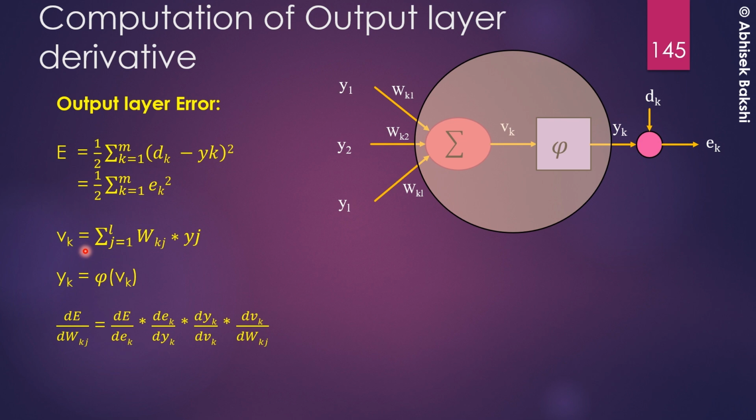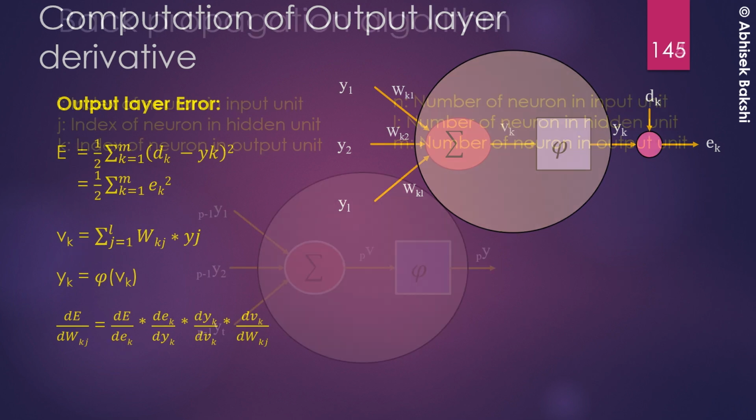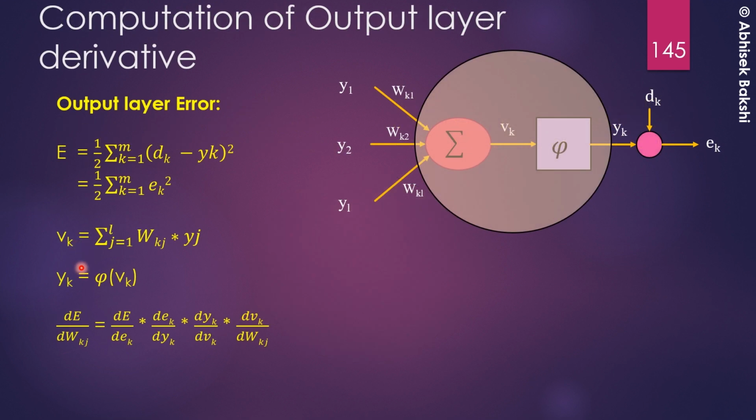Now, after calculating vk, I have to calculate yk, because that is the actual output, and the value of yk will be based on what my activation function is. So this phi represents some activation function, and as I told you, we are considering the sigmoid activation function for the time being. Okay, so what is my goal?